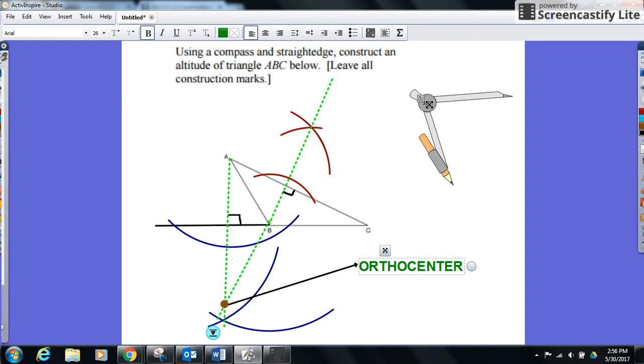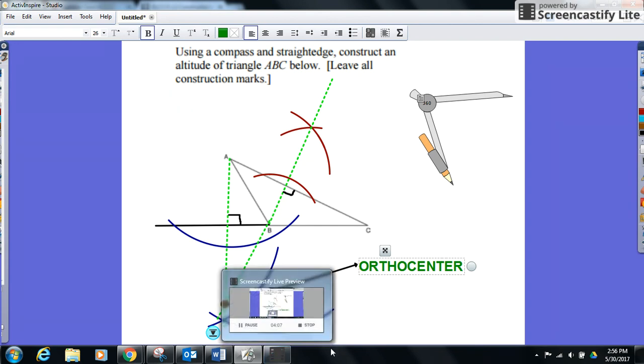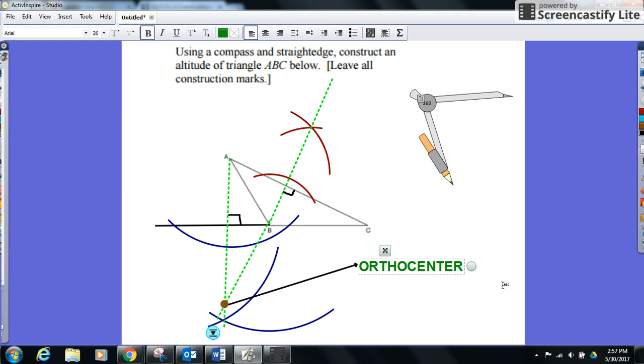If I were to do the third altitude coming from C drawn to AB, you will notice that they would intersect right at the same spot. So the orthocenter, again, is where the altitudes intersect each other.